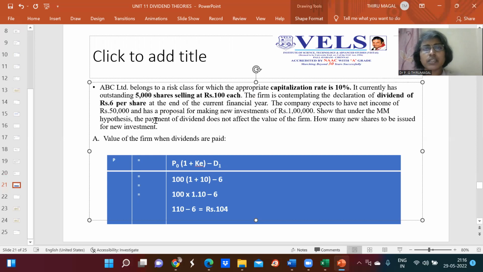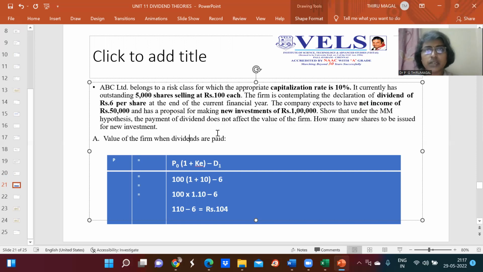Another piece of information given in the problem: the company expects to have a net income, that is net profit, of 50,000. They also have a proposal for making a new investment of rupees 1 lakh. Show that under the MM hypothesis, the payment of dividend does not affect the value of the firm. So we have to use the MM hypothesis of dividend and prove that dividend payment does not affect the value of the firm. One more question asked: how many new shares are to be issued for the new investment?